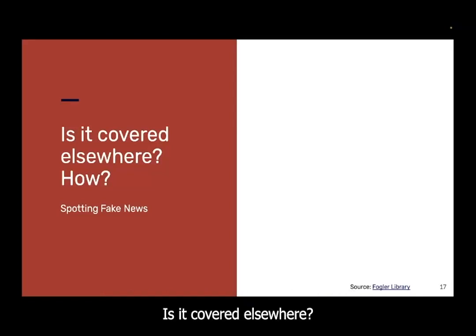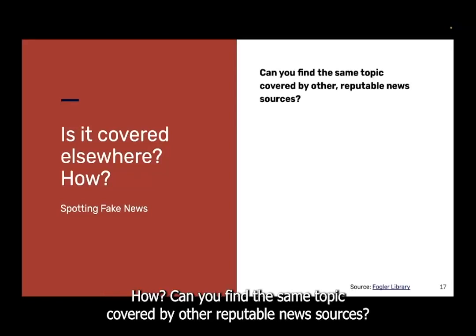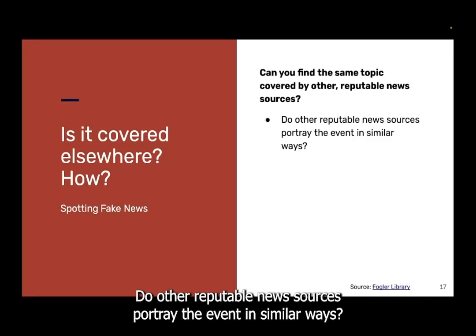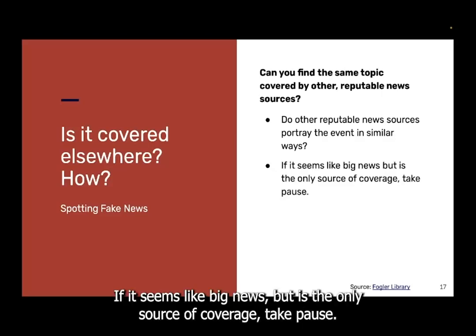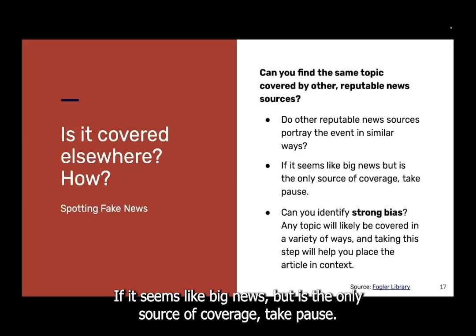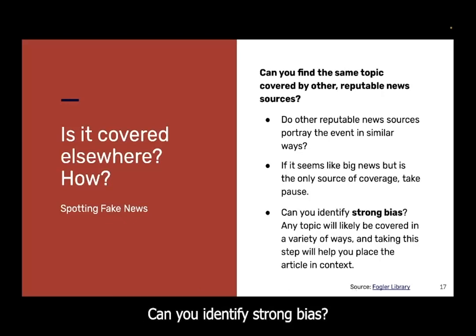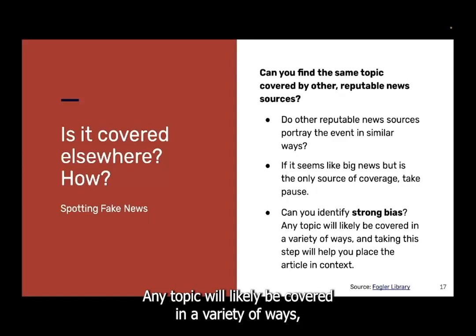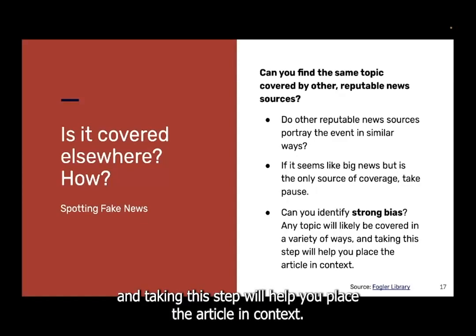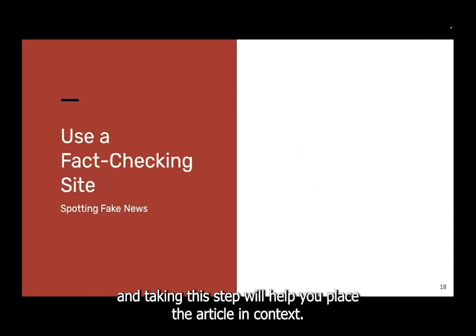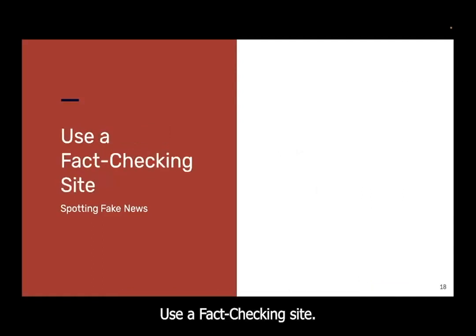Is it covered elsewhere? How? Can you find the same topic covered by other reputable news sources? Do other reputable news sources portray the event in similar ways? If it seems like big news, but is the only source of coverage, take pause. Can you identify strong bias? Any topic will likely be covered in a variety of ways, and taking this step will help you place the article in context. Use a fact checking site.